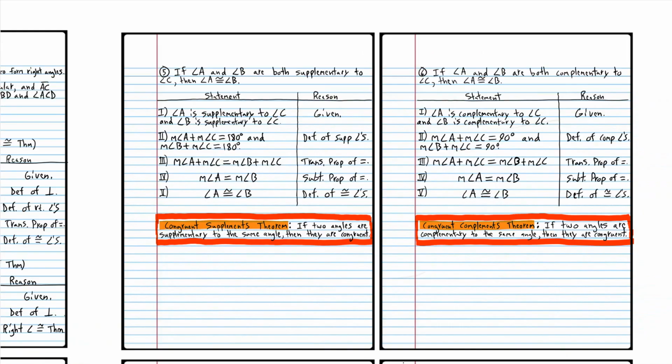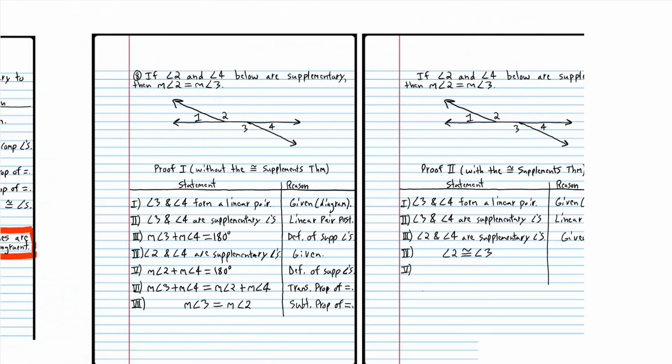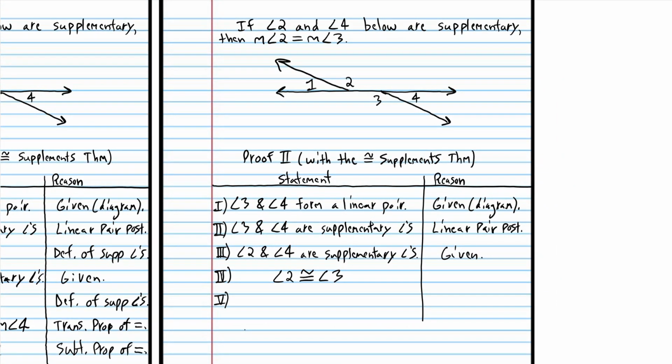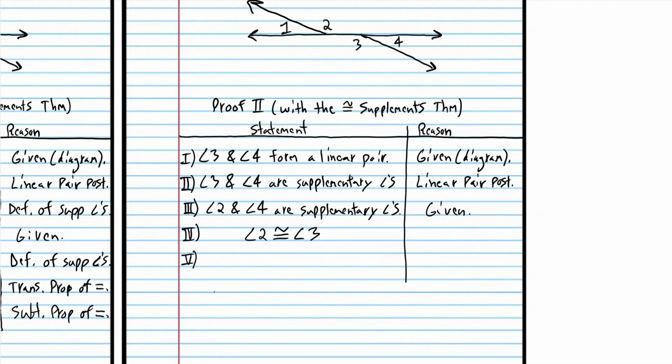That's the theorem that we proved over here. You should have a screenshot of that theorem. So we're almost done. We're not quite done yet because we haven't shown that the measures are equal. We're not trying to show that they're congruent. We're trying to show that the measures are equal. So now we just do one more step. The measure of angle 2 is equal to the measure of angle 3.